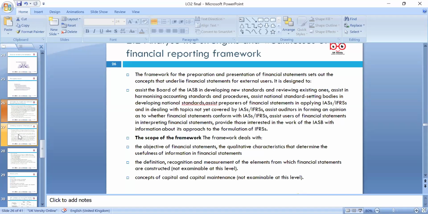Please, it sets out the concepts underlying the financial statements for external users. Please, we need to look at the International Accounting Standards Board. We have the setting of the standards via International Financial Reporting. Their role and the scope of the framework deal with the objective of the financial statement, qualitative characteristics, which we discussed earlier, comparability, understandability.